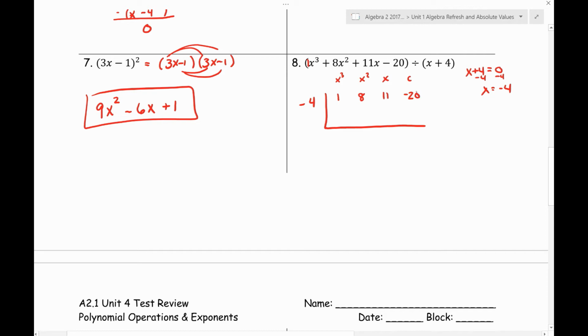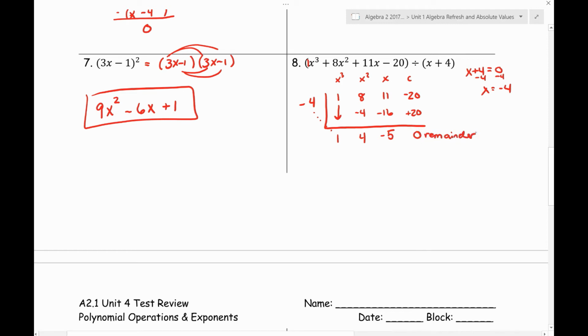I'm going to take their coefficients of 1, 8, 11, and negative 20. I'm going to reduce this. So I'm going to bring down the number 1. I'm going to multiply. Negative 4 times 1 is negative 4. Add them up, you get 4. Negative 4 times 4 is negative 16. Add them up, you get negative 5. Negative 5 times negative 4 gives me positive 20. Add them up, and I get remainder of 0.